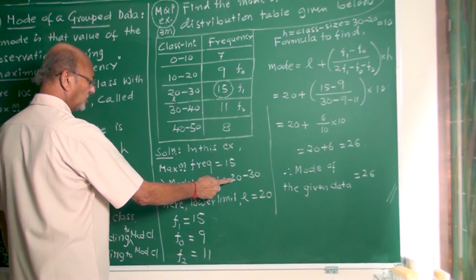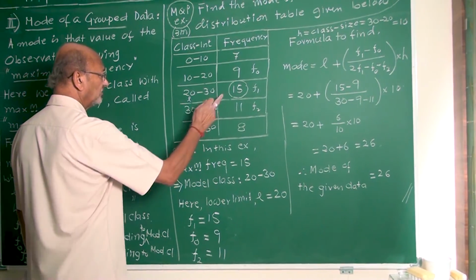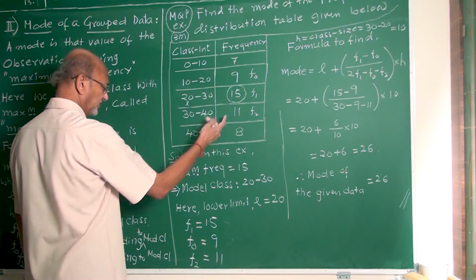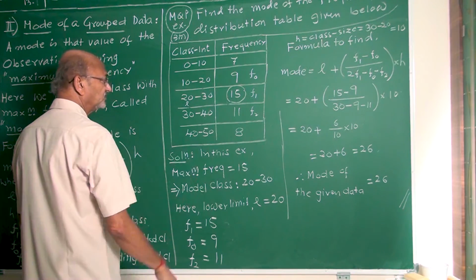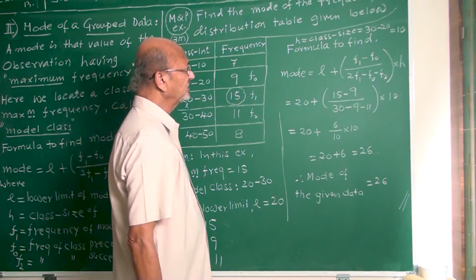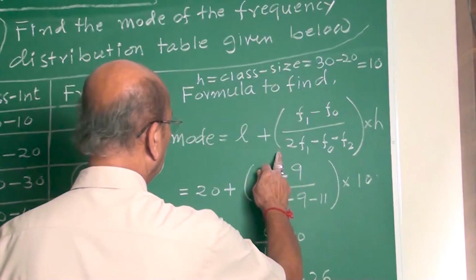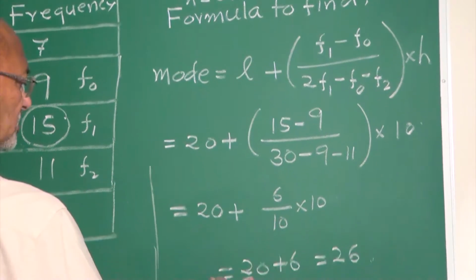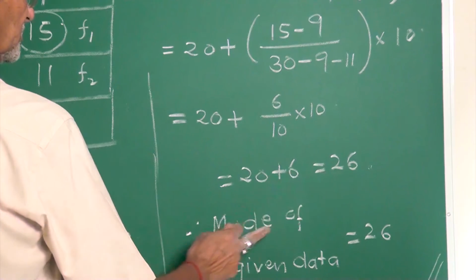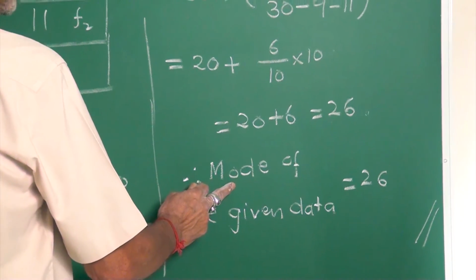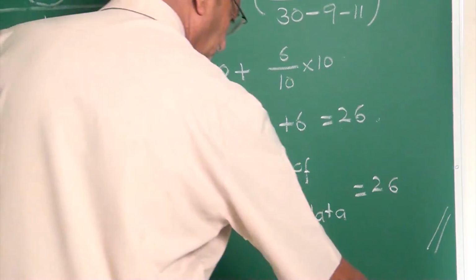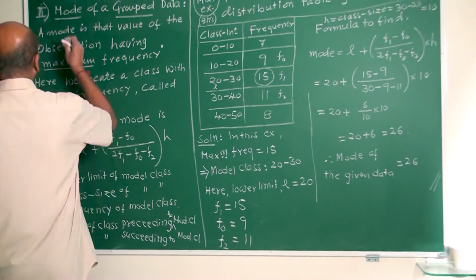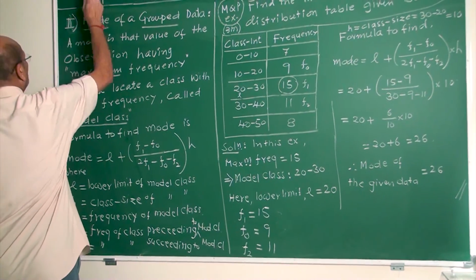This is the lower limit. F1 is the maximum, F0 is the preceding, F2 is the next. I have written everything. The class size H is 10. This is the formula. Substitute the values and simplify. You get 20 plus 6, which is 26. Therefore, the mode of the given data is 26. Yes, my friends. Now I do examples under exercise 13.2.